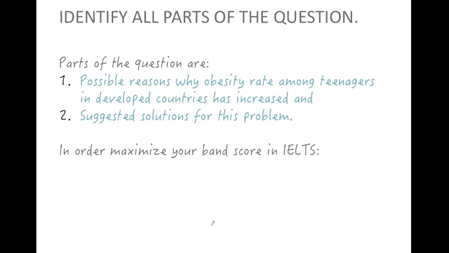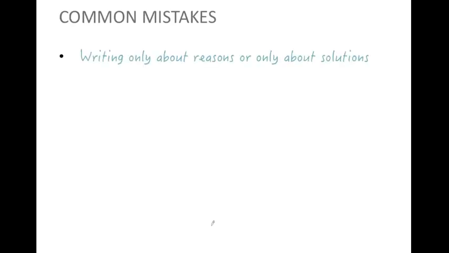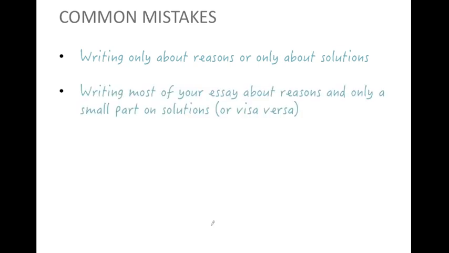Now, in order to maximize your score in IELTS, you must discuss both these parts of the question, and you must write roughly equal amounts about each part. The most common mistake that I see in a lot of candidates who are not able to score well in the writing section of IELTS is that they write only about the reasons or only about the solutions. So they are just addressing one part of the question, not the other. Or they are writing most of their essay about the reasons and only a small part about solutions, or vice versa. So they are focusing a lot of their attention on only one part and not the other.